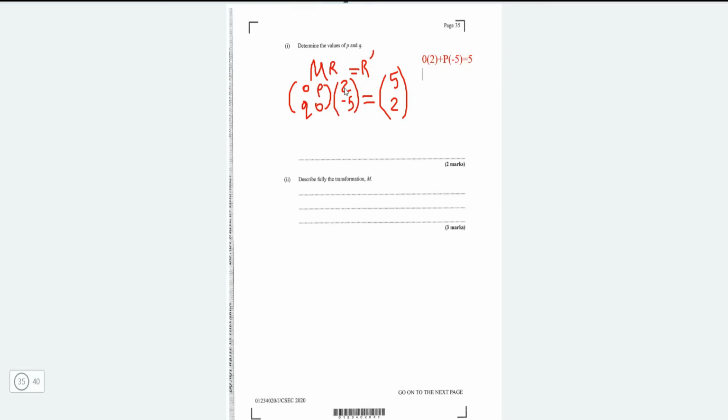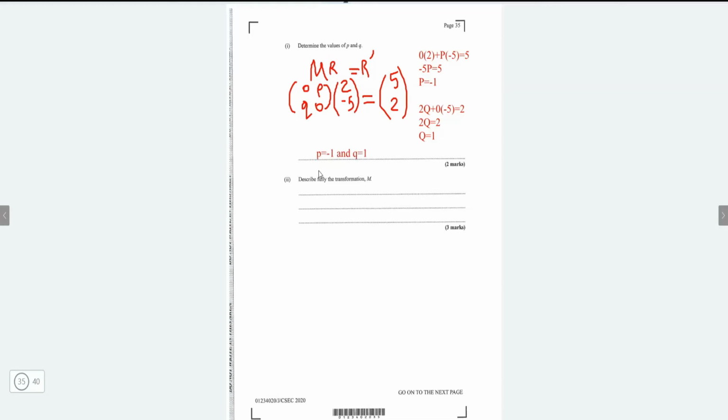So in other words, we're saying -5P equals 5, and so P equals -1. That is P. Then from the next one, we multiply the second row by this column. So we get 2Q plus 0 times -5, and that is equal to 2. So 2Q equals 2, and so Q equals 1. Just to write down the values, because that's what the question wants: P is -1 and Q equals 1. All right, nice. So that's what you have.